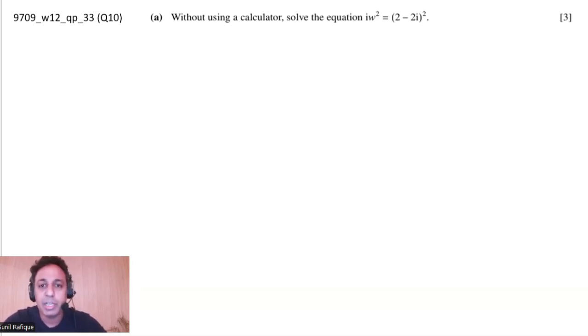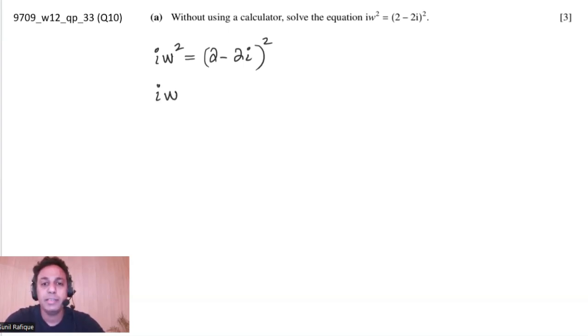So part A, without using a calculator, solve the equation. So we're not allowed to use the calculator. And you might be thinking that we have the calculator. What possibly can go wrong if I use a calculator? Well, the examiners are pretty good at it. They know how to test your working. They want to see each stage of your work, your manual work, right? So what can be done about this? It's just a 3-mark question.